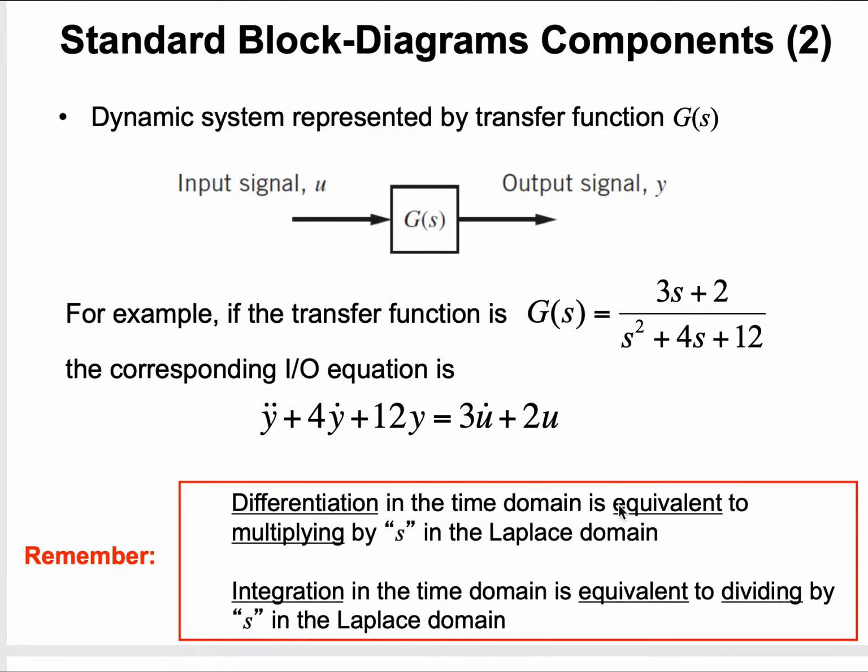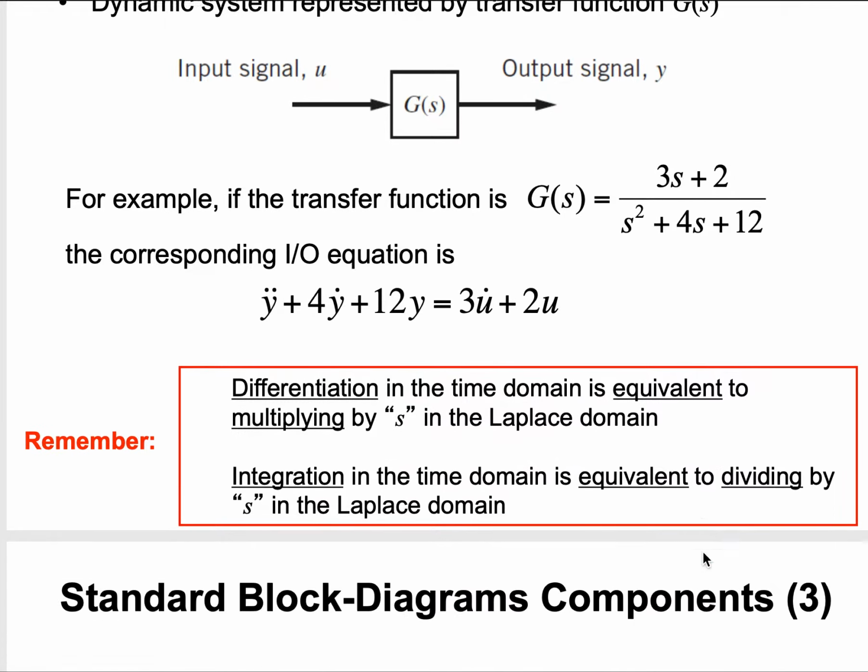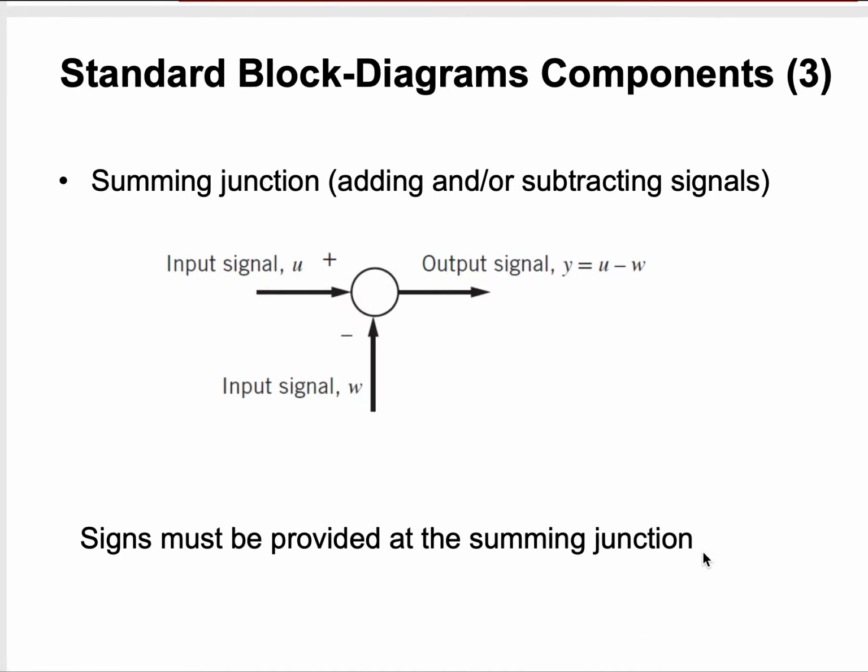Okay, so differentiation in time domain is multiplying by s, remember, and integration in time domain is equivalent to dividing by s in Laplace domain. In standard block diagrams, we also have summing junctions shown like this. So if we have two signals coming to that junction, the output is equal to u minus w, because I have a negative sign here. So signs must be provided here so that we know what's happening. If you don't provide any sign, it means that it's just a summation.